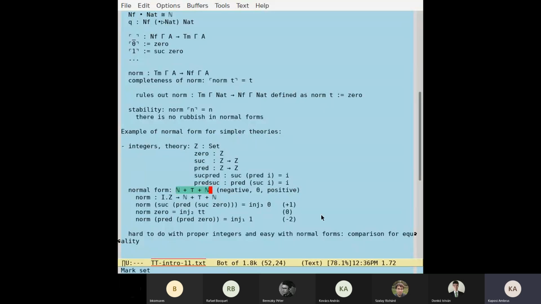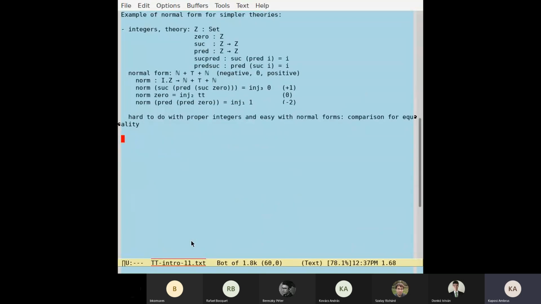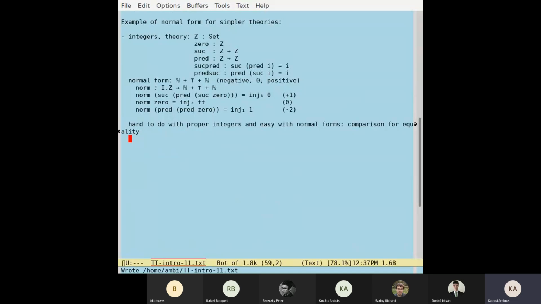If they are both ing1s, then you compare the natural numbers. If they are both ing2s, then they are equal because they are both 0. If they are both ing3s, then you again compare the natural numbers, right? If one of them is an ing1, the other is an ing2, then there's no way that they will be equal, right? And so on. So this is an advantage of normal forms, that comparison for equality is easy.